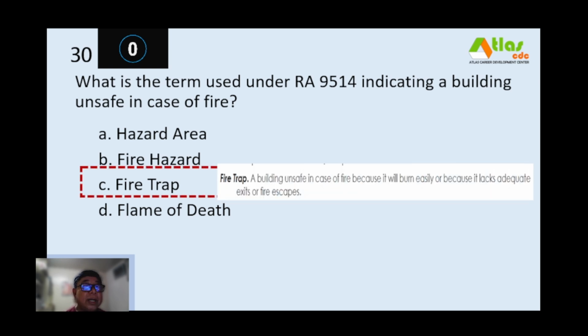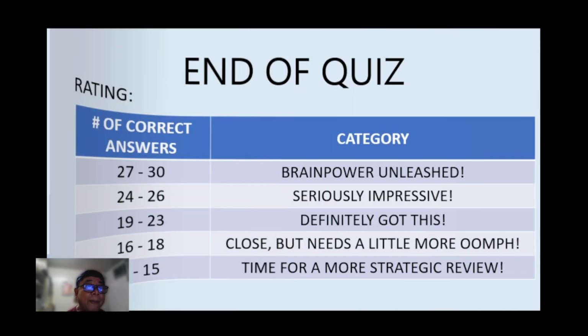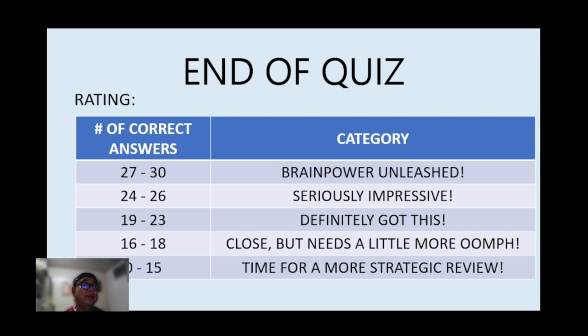So a fire trap is a building unsafe in case of fire because it will burn easily or because it lacks adequate exits or fire escapes. On the other hand naman, if you say fire hazard, it is any condition or act which increases or may cause an increase in the probability of the occurrence of fire, or which may obstruct, delay, hinder, or interfere with firefighting operations and the safeguarding of life and property. So that's it for your building laws part 2.